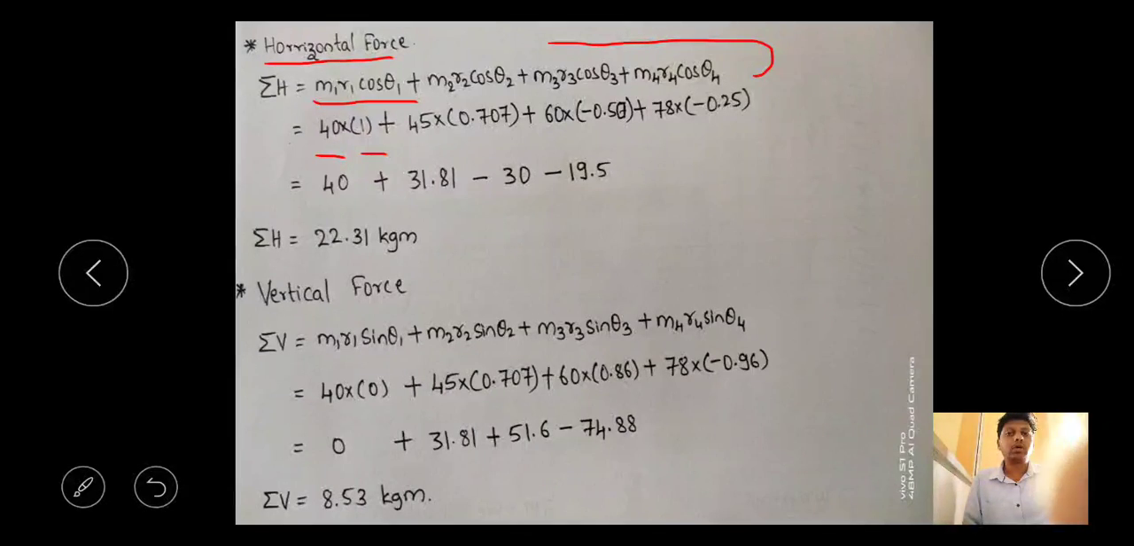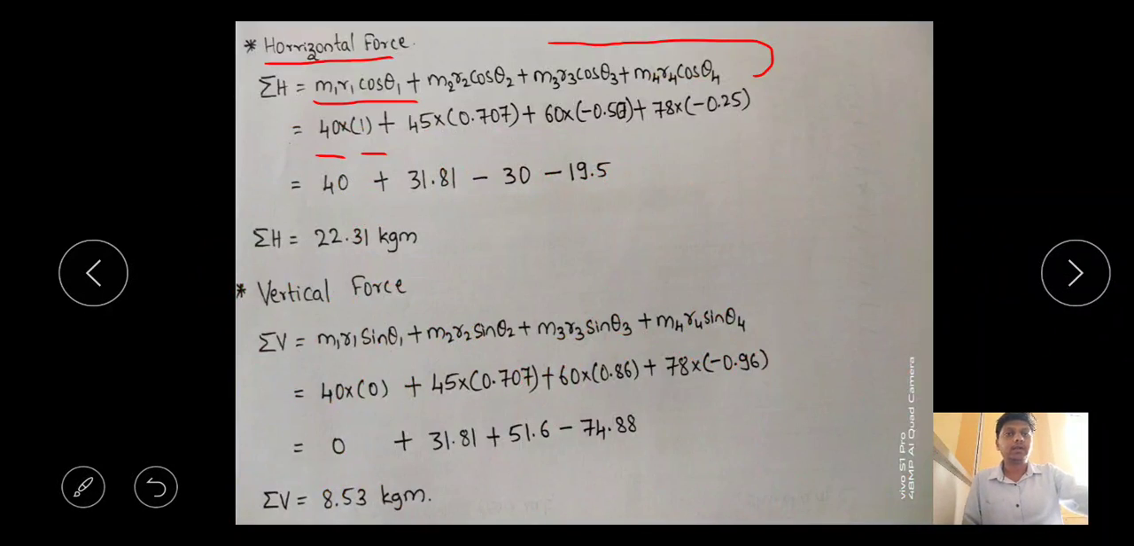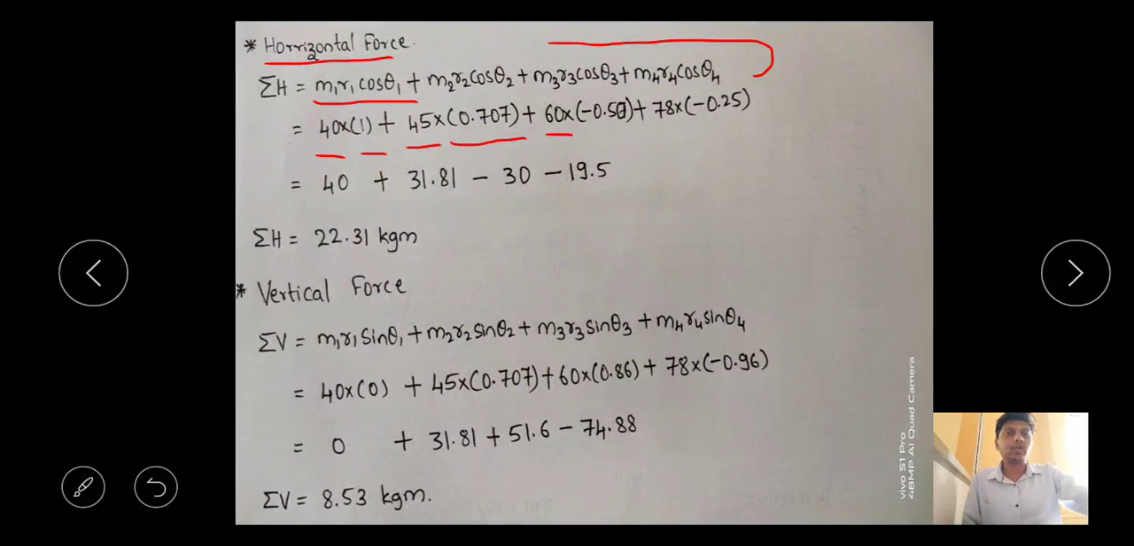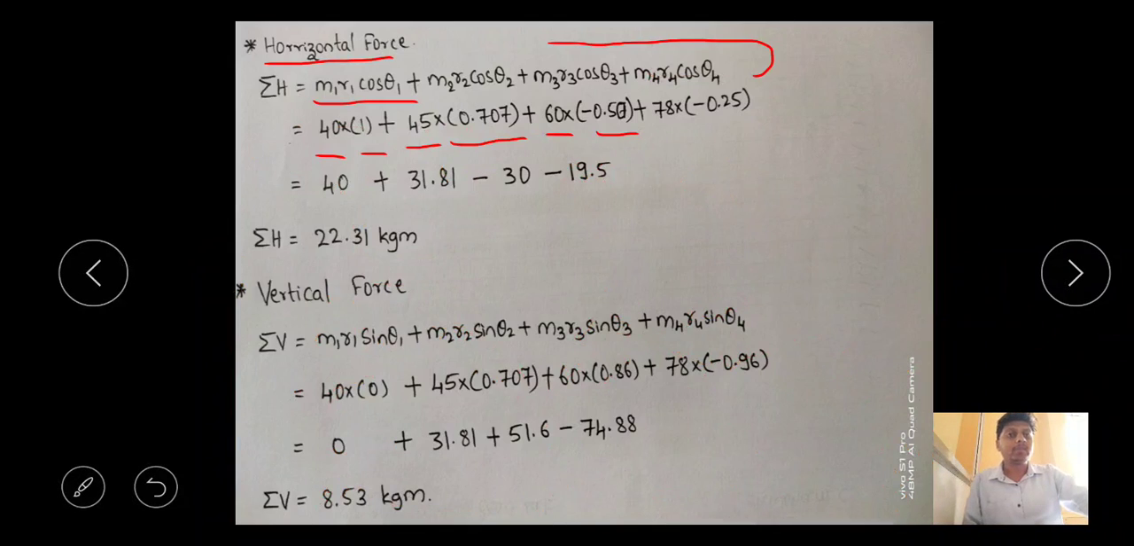Next is M2 R2. M2 R2 is 45 into cos theta 2, which is 0.707. That is 45 into 0.707. Next, M3 R3 is 60 into minus 0.50. So you just substitute 60 into minus 0.50, you have to take the minus in a bracket. Next, M4 R4 is 78 into minus 0.25. So that is 78 into minus 0.25.